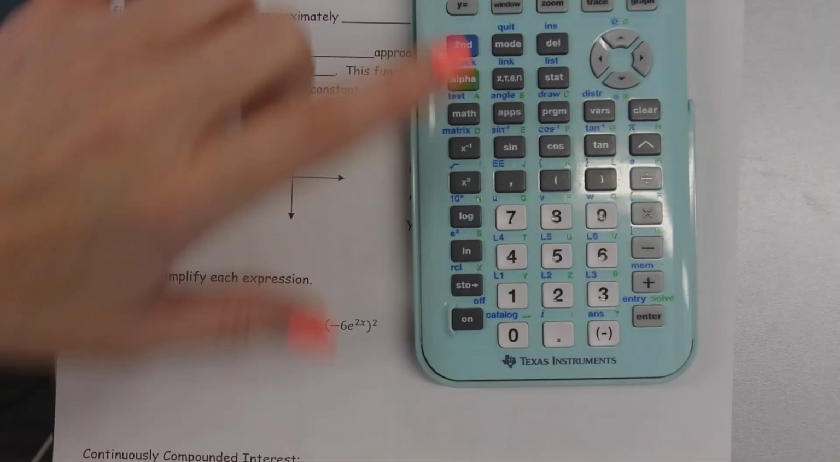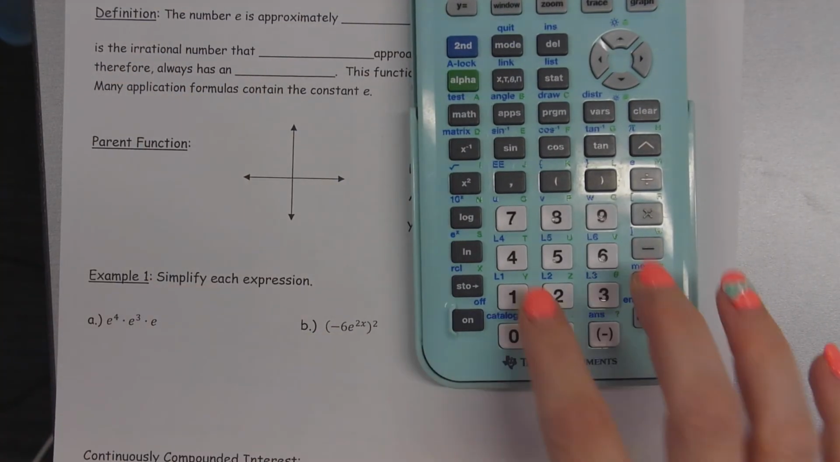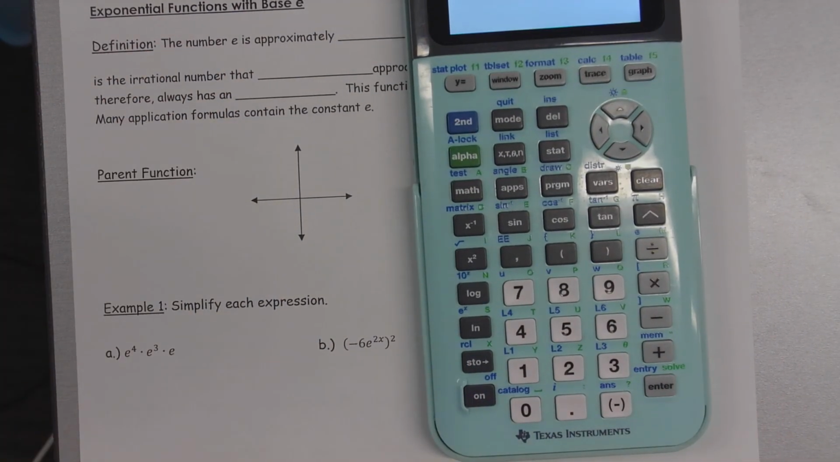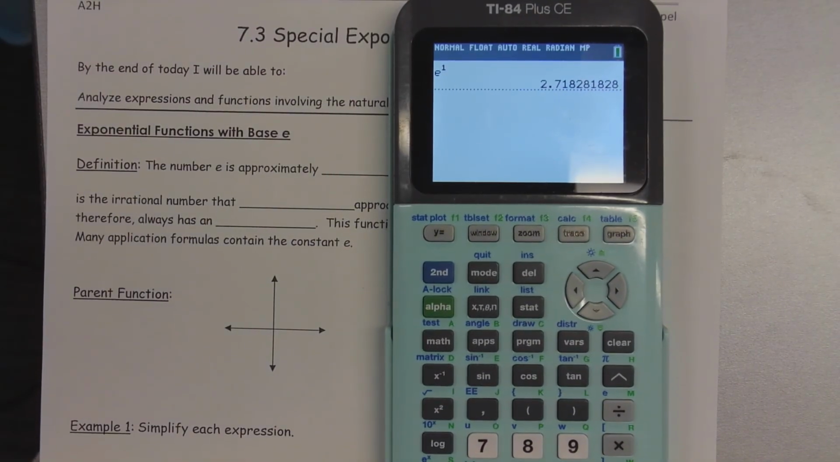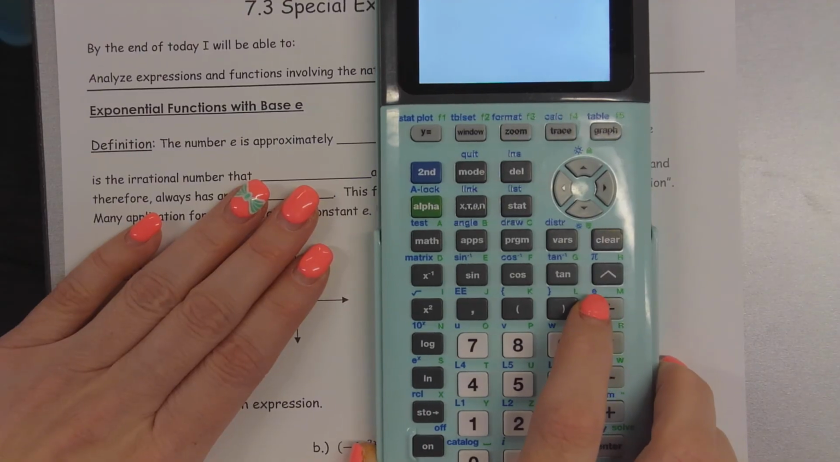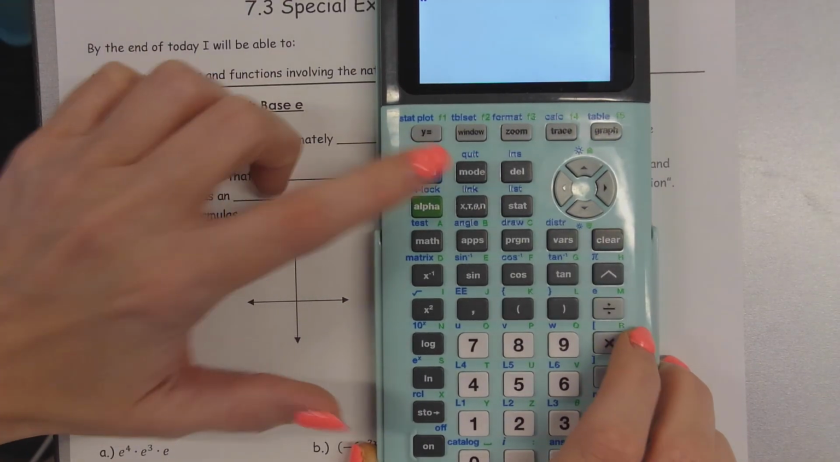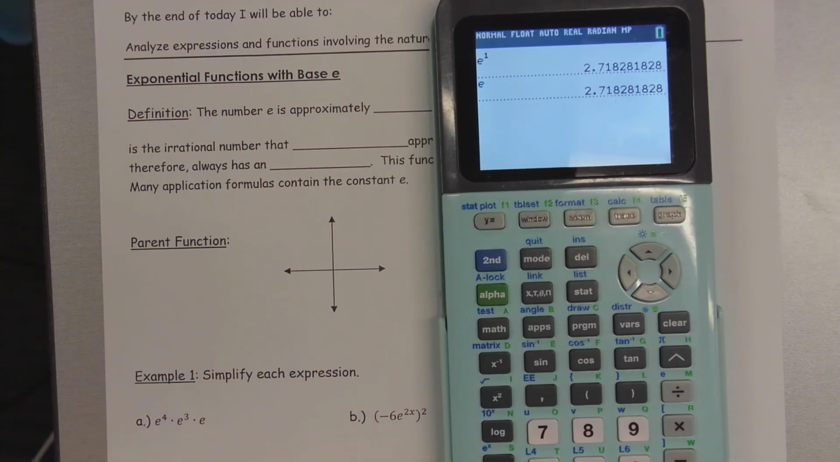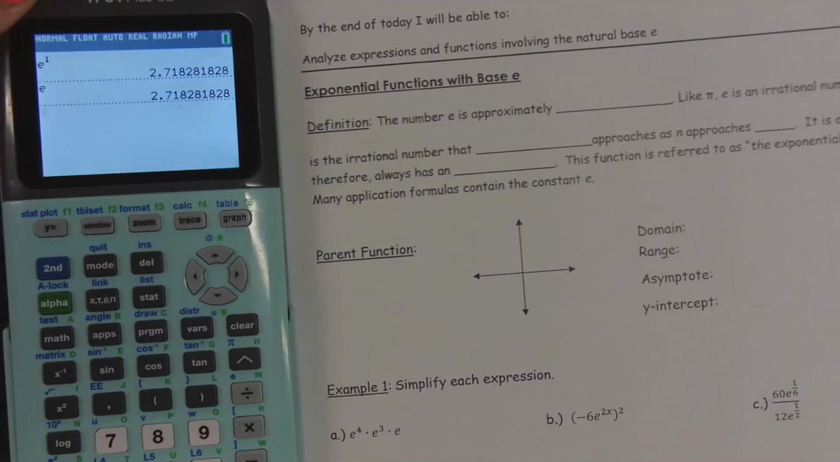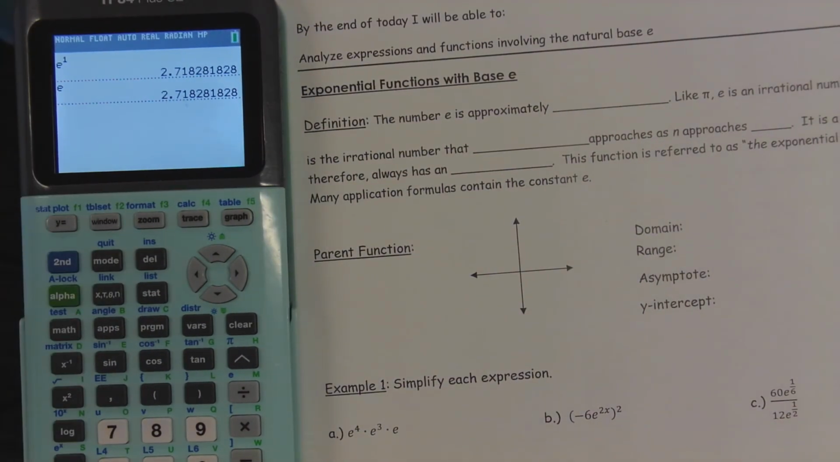What we're going to do is see what E to the power of 1 is. So that is a very special value. It's an irrational number. You may also notice that there's an E function here. If you do second and then that E, they are the same thing. So E to the first and E are going to be the same value. We're going to be using E to the X because we're going to be plugging in different values for each one.